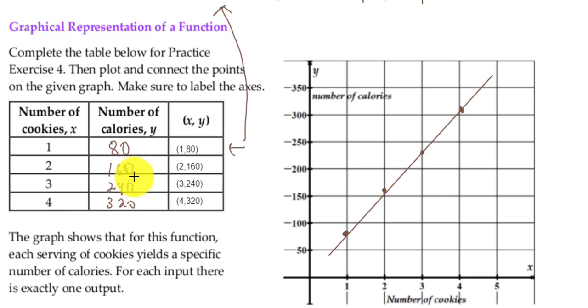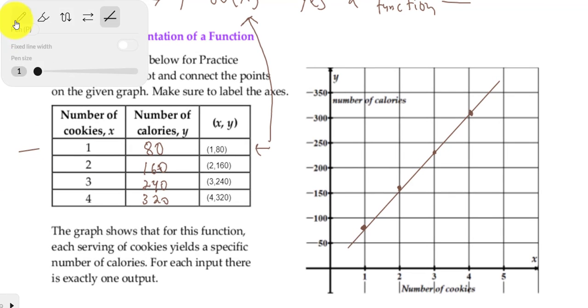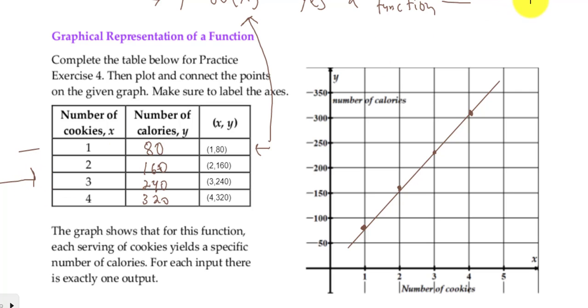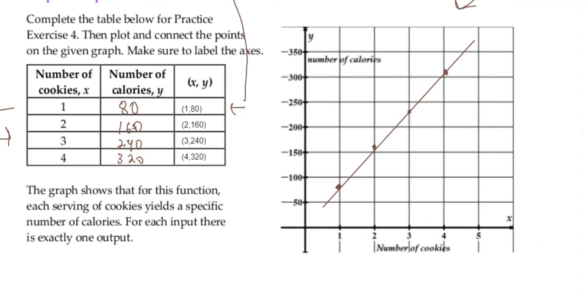So again, this table is a numeric representation. This is a graphical representation of the cookie problem. Here's a symbolic representation. And the actual words would be a verbal representation of the function. Okay? Let's move on to the next page.